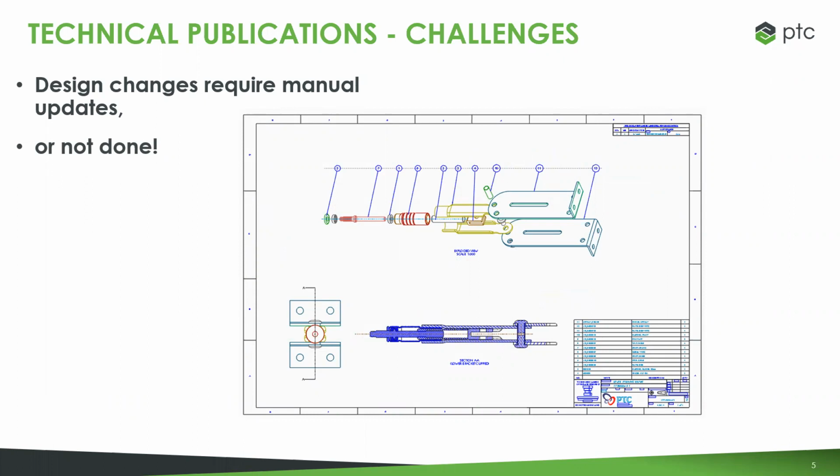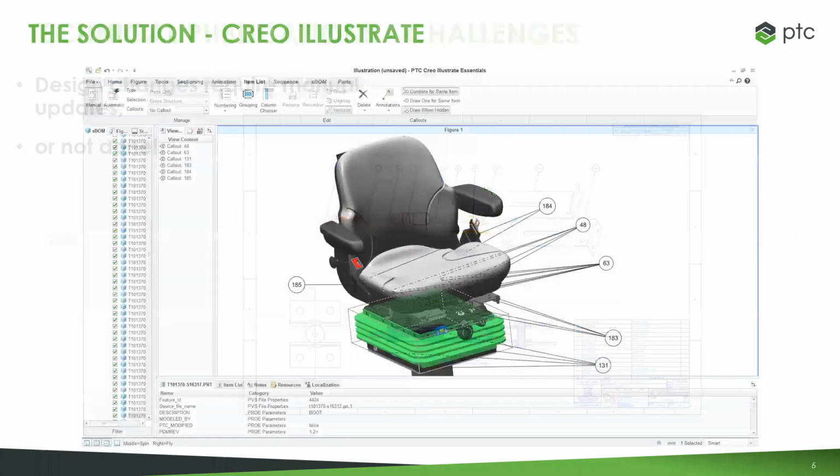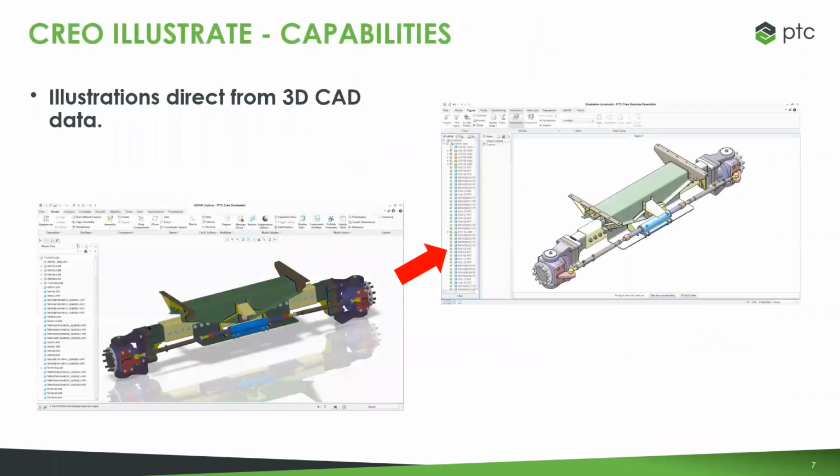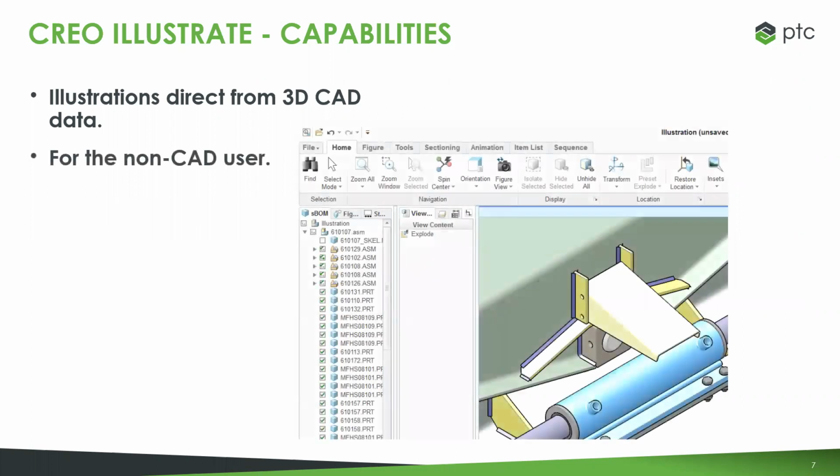So our solution to combat all these different challenges is with our tool, Creo Illustrate. And at a high level, it's a Creo application designed to create detailed illustrations directly from your 3D CAD data, right? I'm going to be using all that CAD data, but I'm not going to be working with the actual CAD data itself. We're just utilizing it. And Illustrate is really built out for non-CAD users to utilize. It's an illustration tool built to give the illustrator the tools that they actually use and care about.